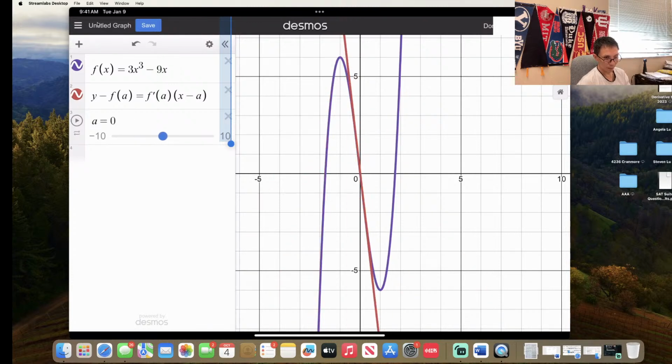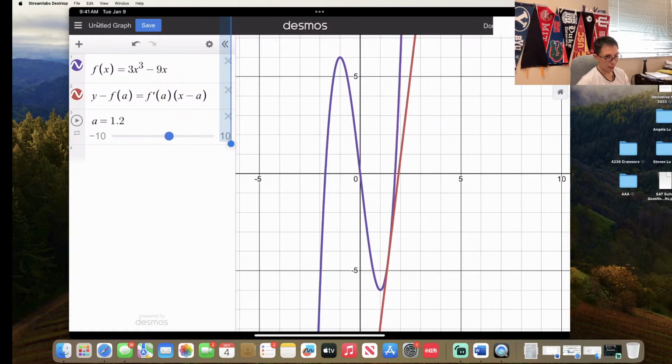What? Y minus f of a. Don't even worry about it. You're going to learn that next year. It's called the equation of the tangent line. But that's the best way to show you what happened here. Now you can have multiple inflection points. You can have multiple intervals of concave up or concave down.